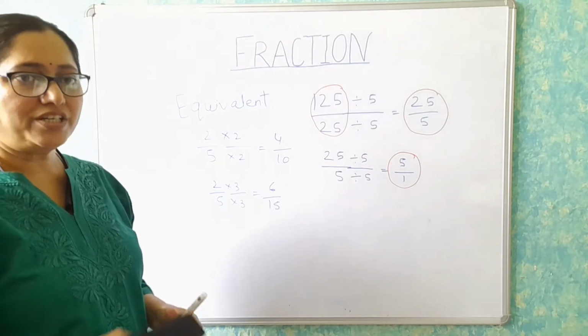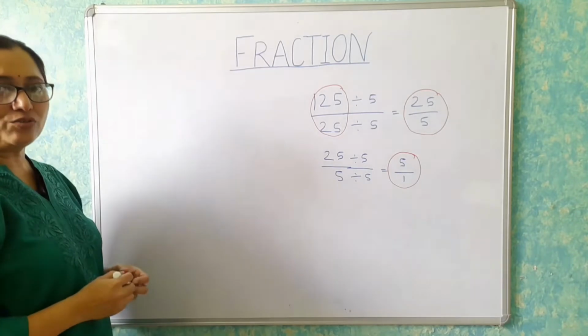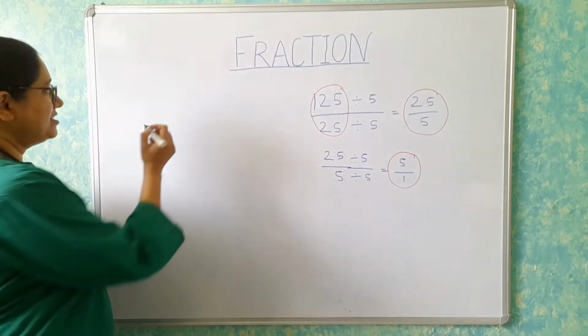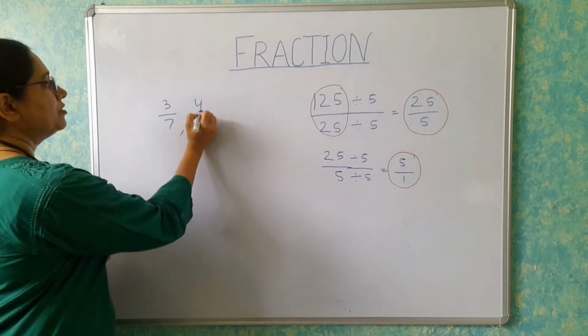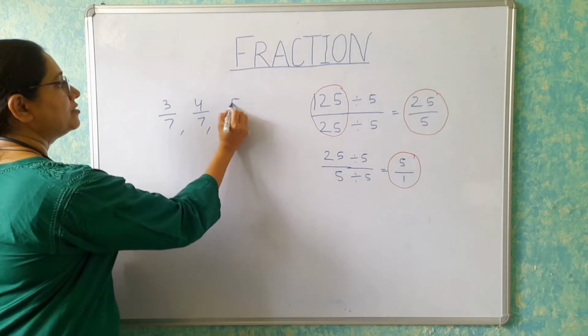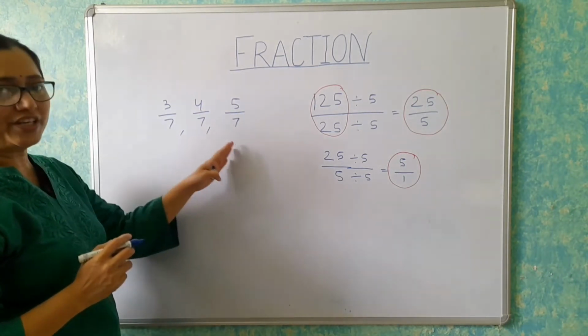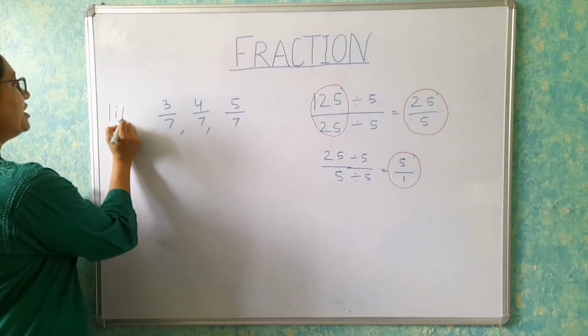The next fraction is like fraction. Like fractions are those fractions in which denominators are same. For example, 3 by 7, 4 by 7, 5 by 7. See, all these fractions have same denominators, so they are called like fraction.